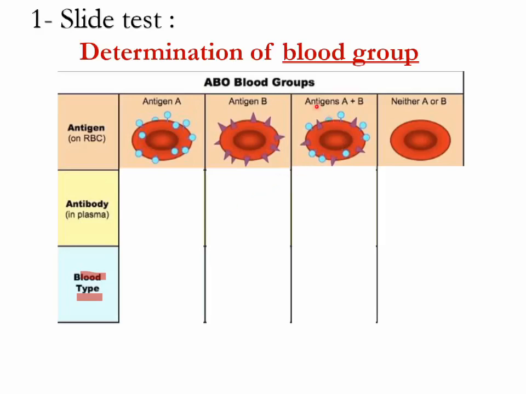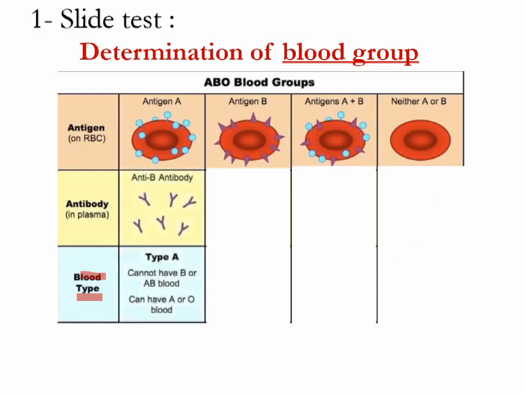And for antigens A and B, the blood type is going to be blood type AB, and for the antibody, it's going to be no antibodies because it has both antigens. And here there is neither A nor B, so the blood type is going to be O, and the antibodies are anti-A and anti-B, right?